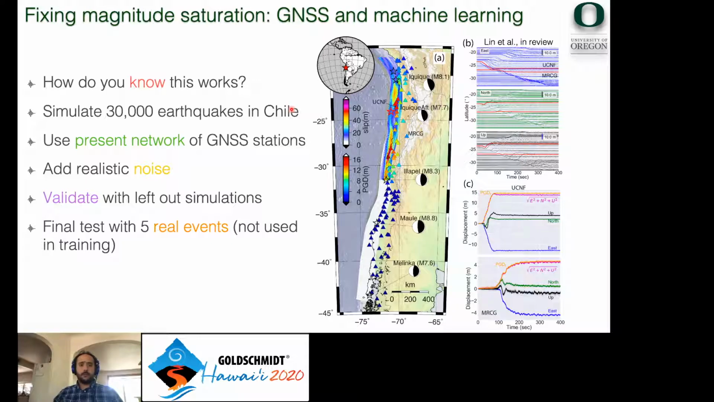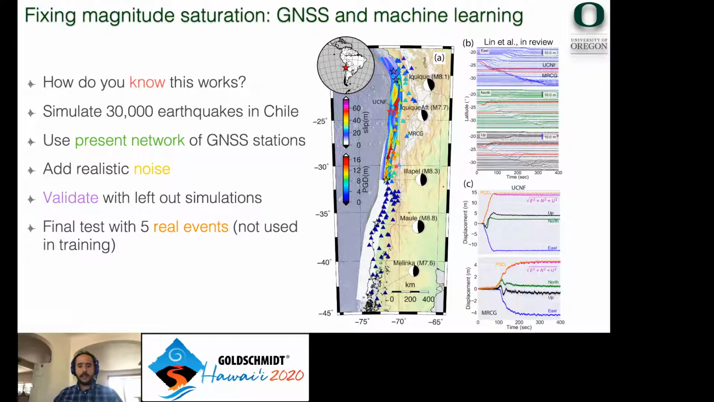An important question is, well, how do you know that this is going to work or that you're actually doing a good job? The answer that we've proposed to this is to go somewhere where there have been at least a few large earthquakes in the past. So we're applying this machine learning approach to the Chilean subduction zone, shown here, this incredibly long subduction zone. Here you see a simulated magnitude 9.2.